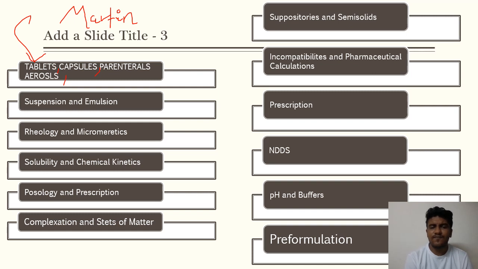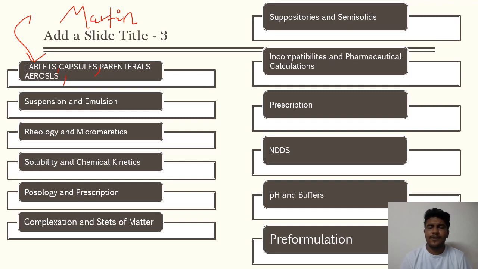Next up is physical pharmacy, wherein you need to know rheology, which is the flow of fluids, and micromeritics, which is particle size. You need to know everything about the methods used, the instruments used, and the particle size that is measured by various instruments. In rheology, you need to know the types of flow, and the examples of fluids that exhibit those flows. That is essential.